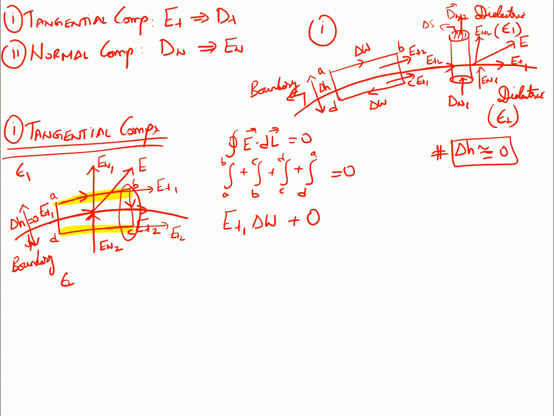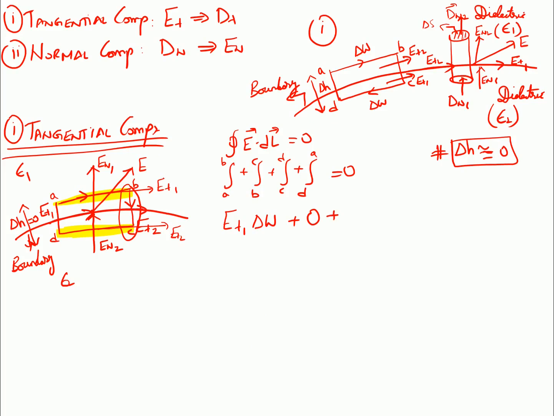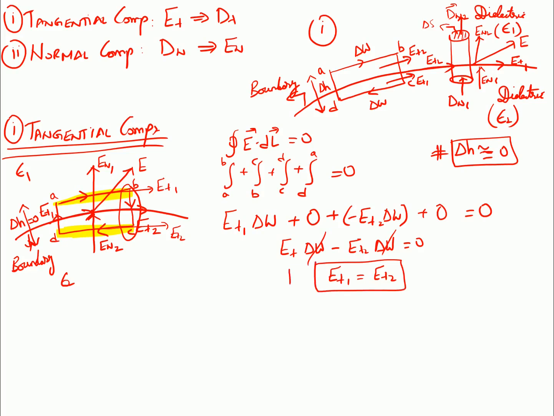So C to D, again I'm going to use a highlighter. This is now our path C to D, and it comes out to be plus, it is opposite to A to B. So whatever we had there is going to be opposite, which is going to be ET2 into delta W, because we are in the second region, we are moving in this direction. And again, when we move from D to A, height is 0, so automatically the output will be 0. So this means that we will get ET1 delta W minus ET2 delta W is equal to 0. So delta W and delta W will cancel out. We will have ET1 is equal to ET2. So this is the proof that when we have two dielectric materials, the tangential components are equal.